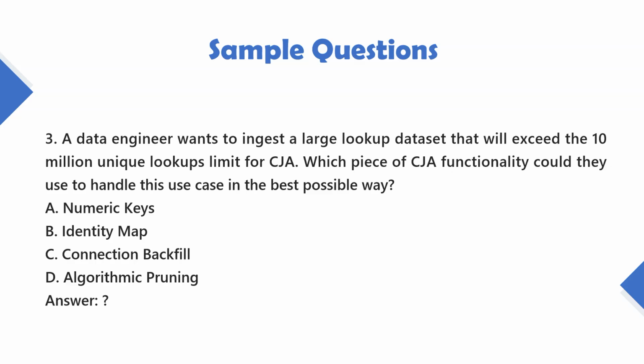3. A data engineer wants to ingest a large lookup dataset that will exceed the 10 million unique lookups limit for CJA. Which piece of CJA functionality could they use to handle this use case in the best possible way? A. Numeric keys. B. Identity map. C. Connection backfill. D. Algorithmic pruning.